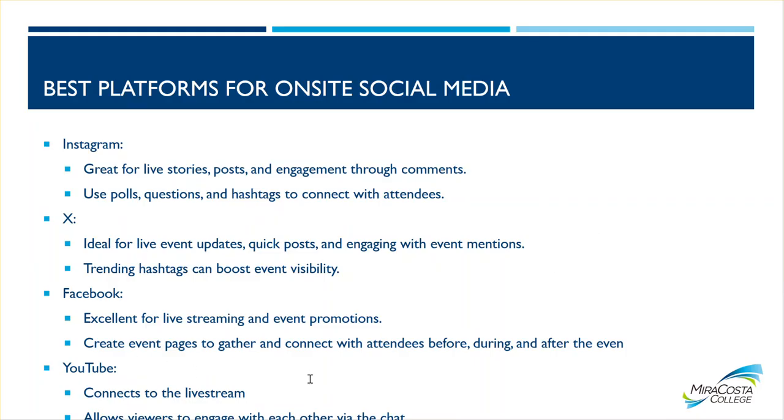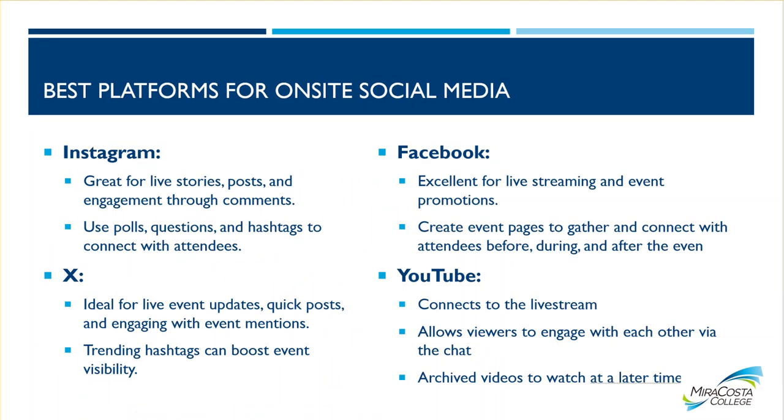Instagram is great for live stories, posts, and engagement through comments. Use polls, questions, and hashtags to connect with attendees. X, ideal for live event updates, quick posts, and engaging with event mentions. Trending hashtags can boost event visibility. Facebook, again, excellent for live streaming, event promotions, create event pages to gather and connect with attendees before, during, and after the event. YouTube connects to the live stream, allows viewers to engage with others via the chat. Archive videos you can watch at a later time.